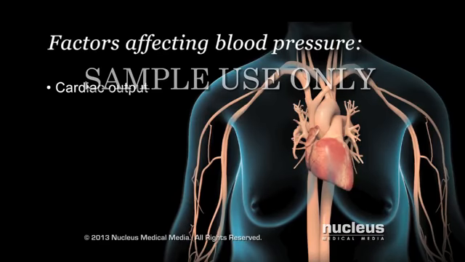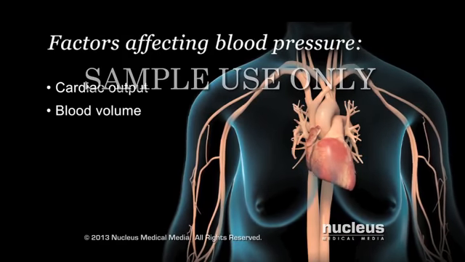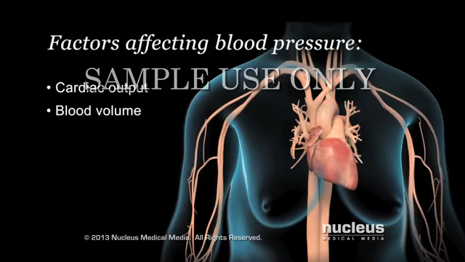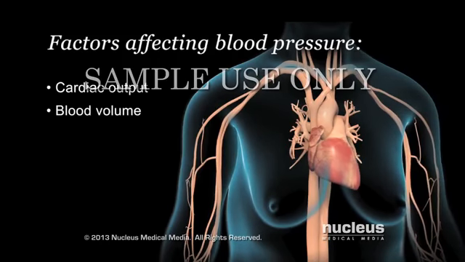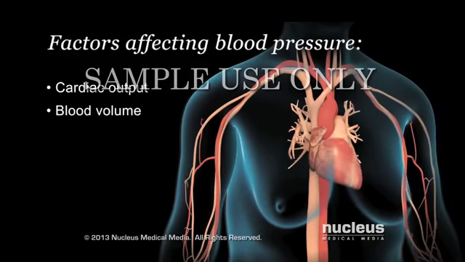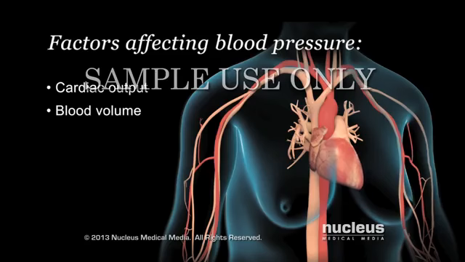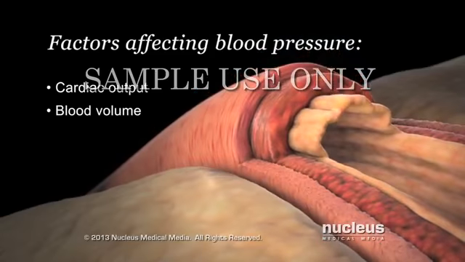The second factor affecting your blood pressure is blood volume, or the total amount of blood in your body. Blood pressure also goes up as blood volume increases. The third factor that affects your blood pressure is resistance, which is anything working against the blood flow through your arteries. Several factors contribute to resistance.